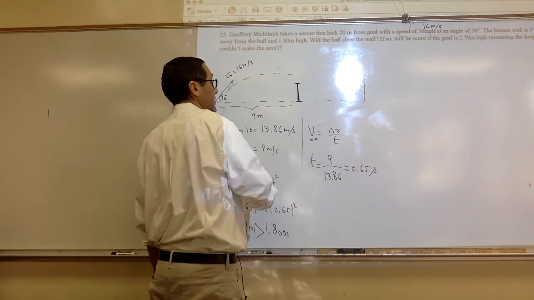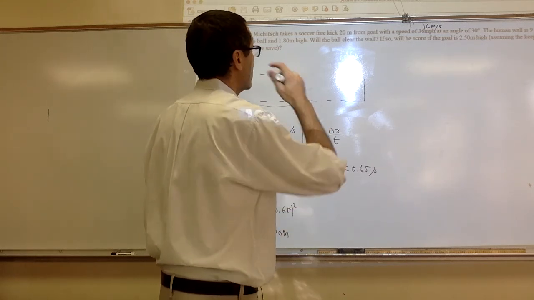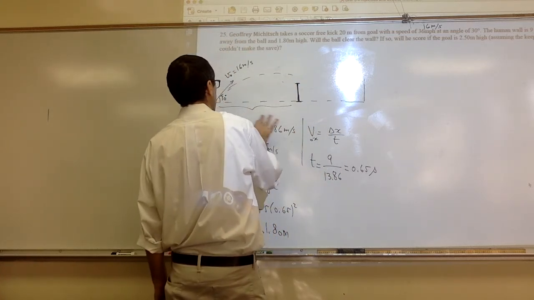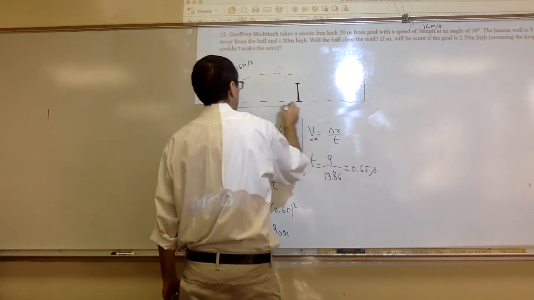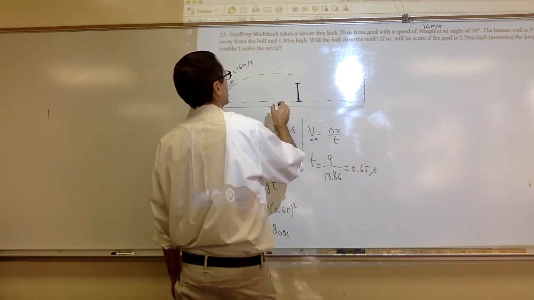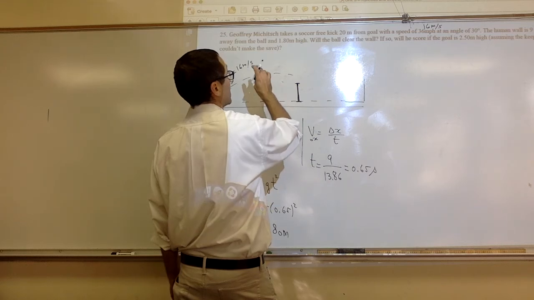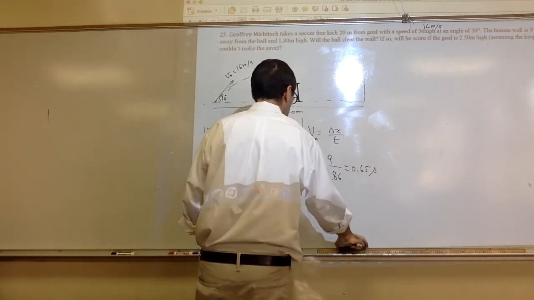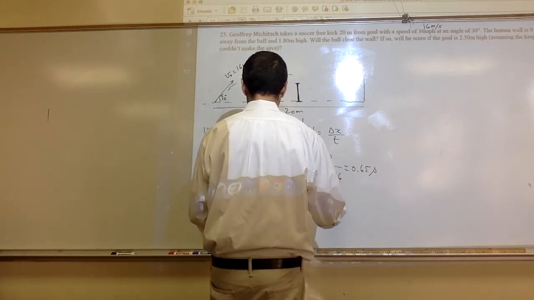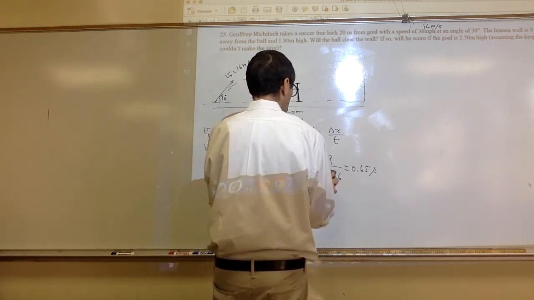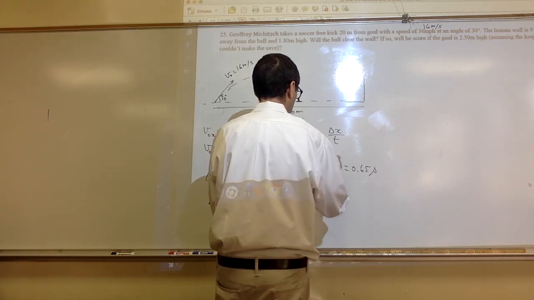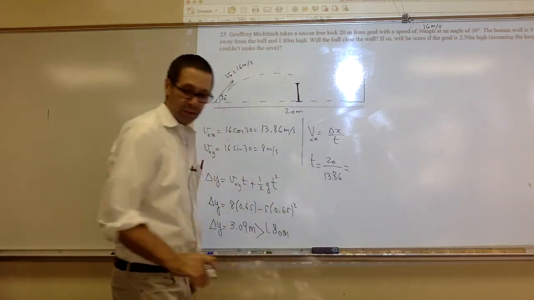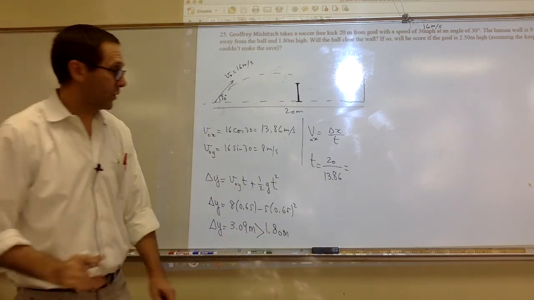So the next question is, will it go in? Is it going to be a goal, assuming that the keeper doesn't get it? All right? So this distance here is, what is it? 20 meters. We'll redo the same process. Instead of 9 here, we put 20, right? And the time should be 1.44 seconds.